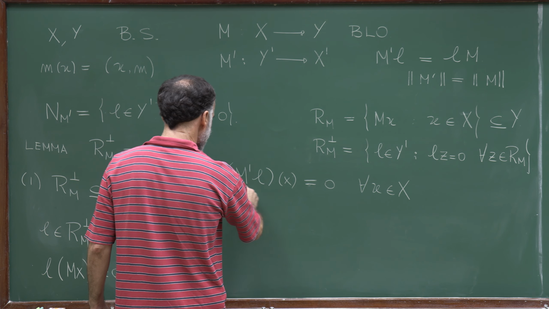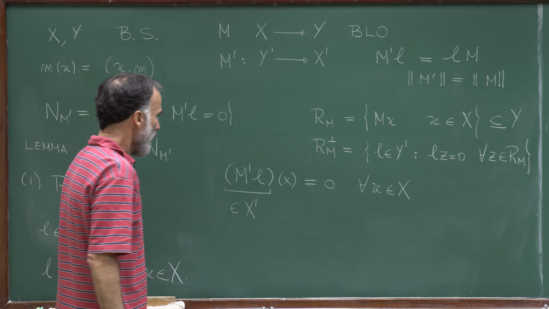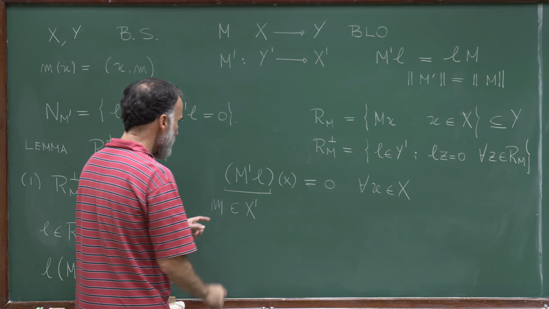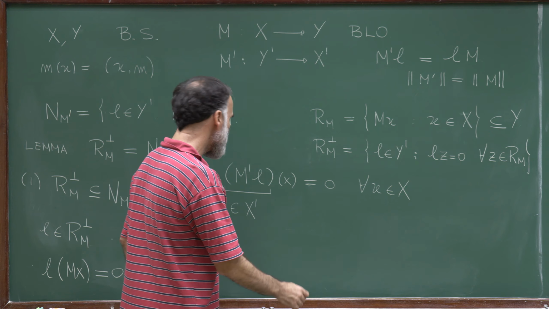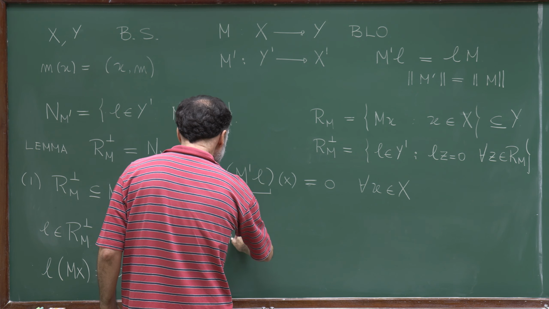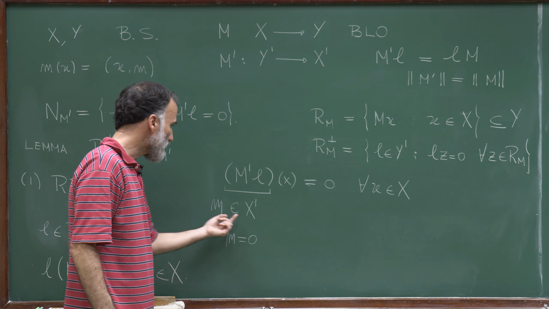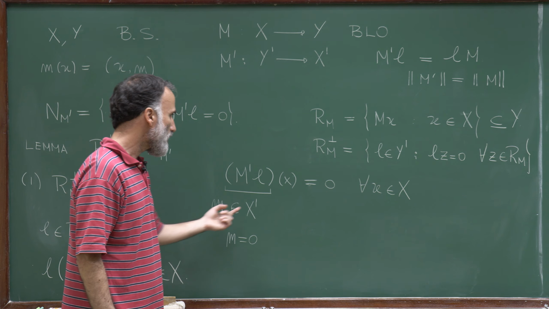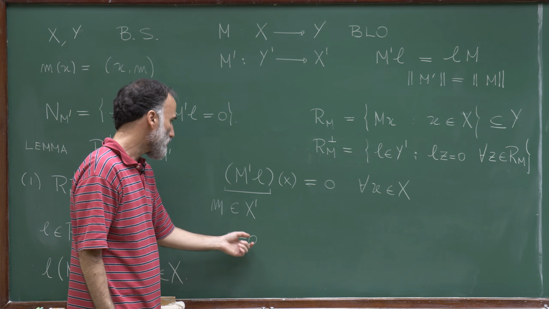M prime L is an element of X prime. And this element of X prime, let me call it m, is such that mx is equal to 0 for all x in X. So this is telling me that m is equal to 0. Right? I have an element in X prime, a bounded linear functional m, such that m of x is equal to 0 for all x. This is saying that m is equal to 0.